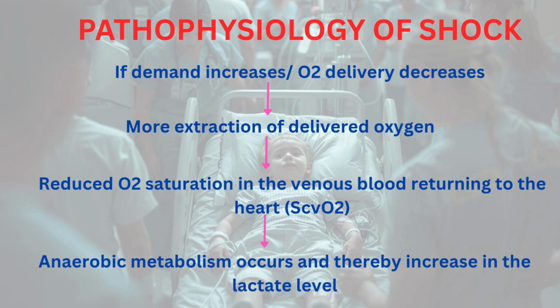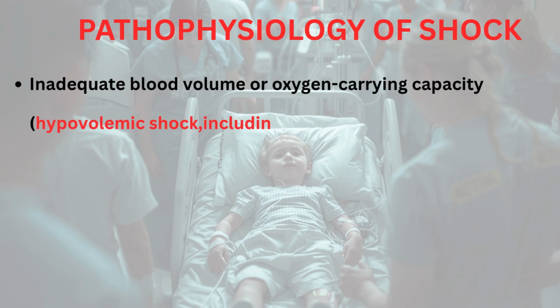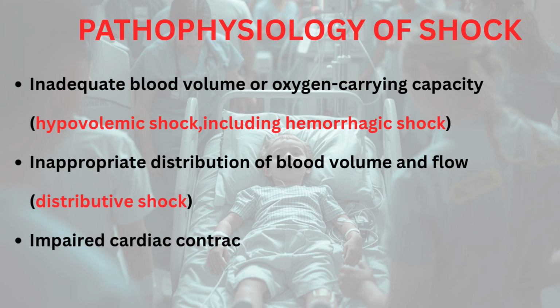Shock can occur due to inadequate blood volume or oxygen carrying capacity, as in hypovolemic shock, including hemorrhagic shock, or inappropriate distribution of blood volume and flow, as in distributive shock, impaired cardiac contractility, as in cardiogenic shock, or obstructed blood flow, as in obstructive shock.